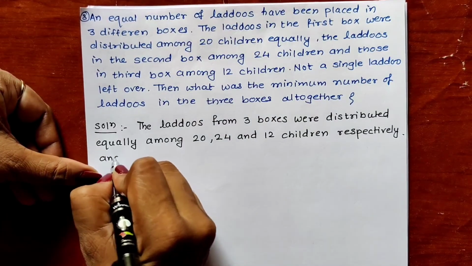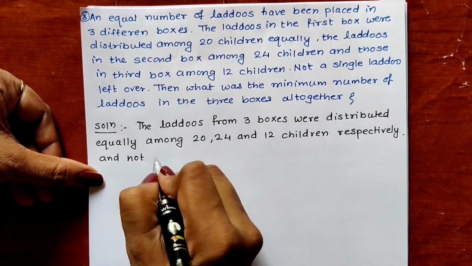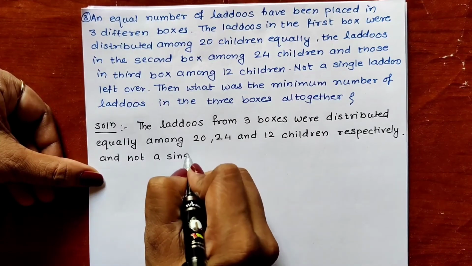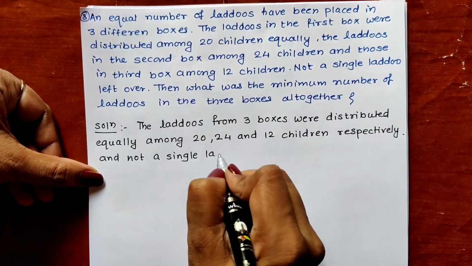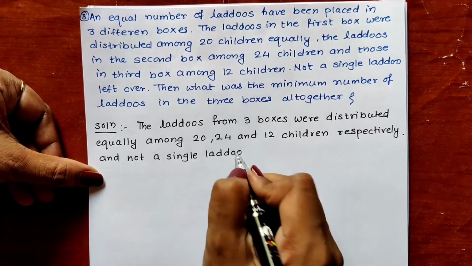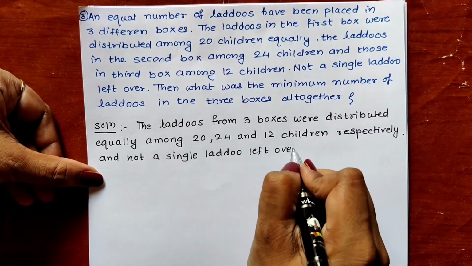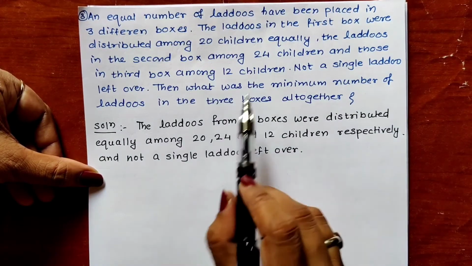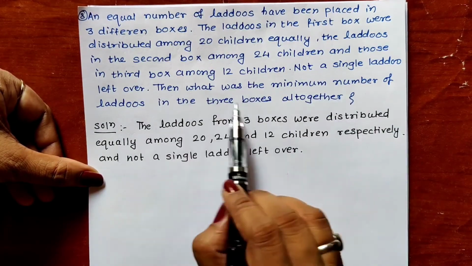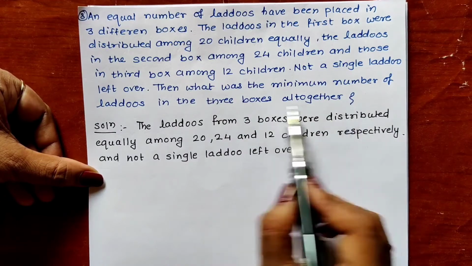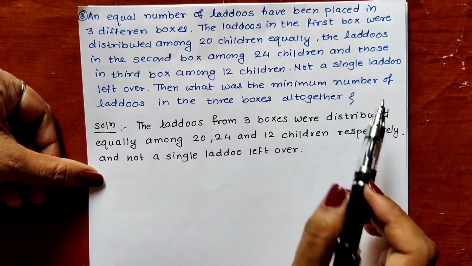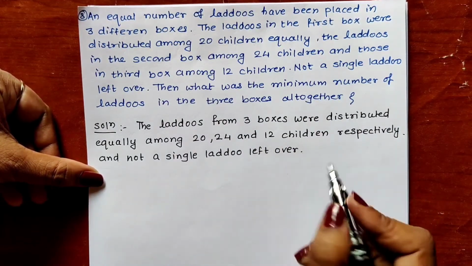And not a single laddu left over. Okay, so first we have to find out what was the minimum number of laddus in all 3 boxes altogether. We can first find out the minimum number of laddus in 1 box.